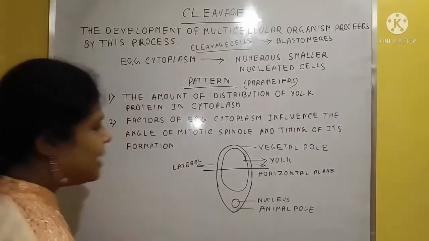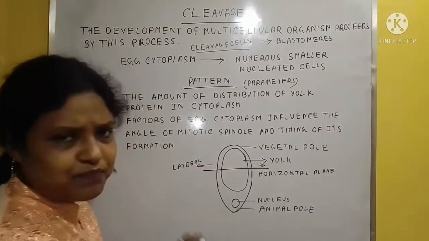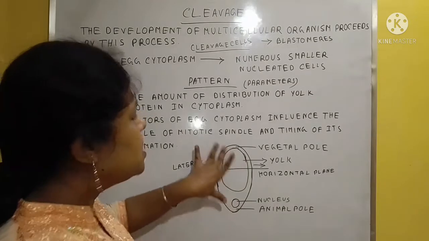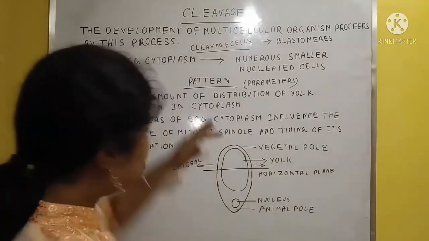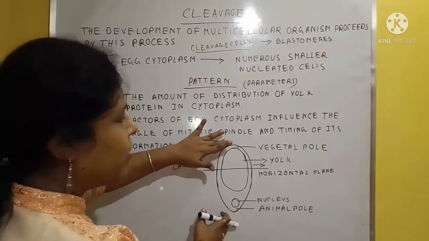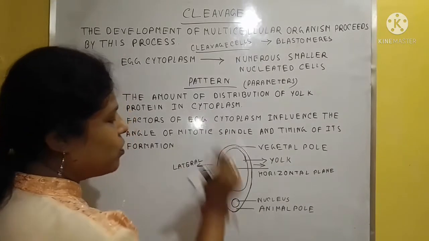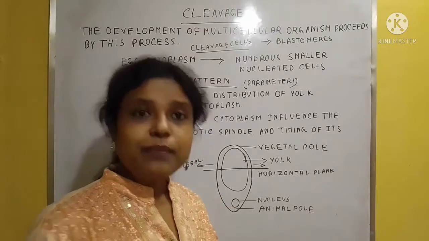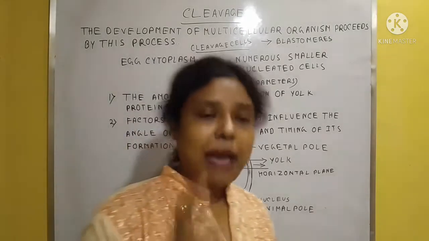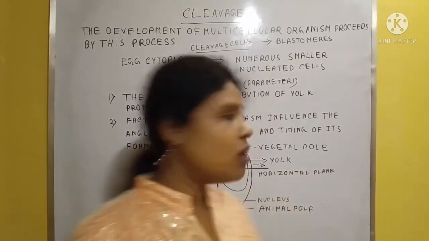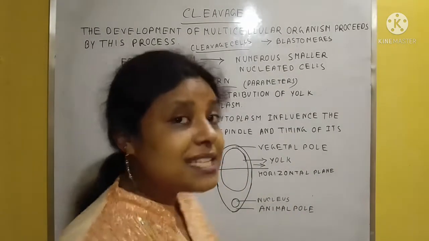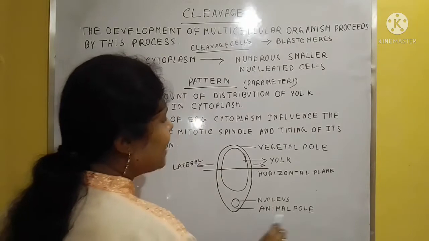Clear? So there is an egg cell, and here we know there are two parts in that cell. One is the vegetal pole and the other is the animal pole. Why is it the vegetal pole? Because the amount of yolk is maximum there. This is called the vegetal pole, and here the nucleus is present, and this is called the animal pole.